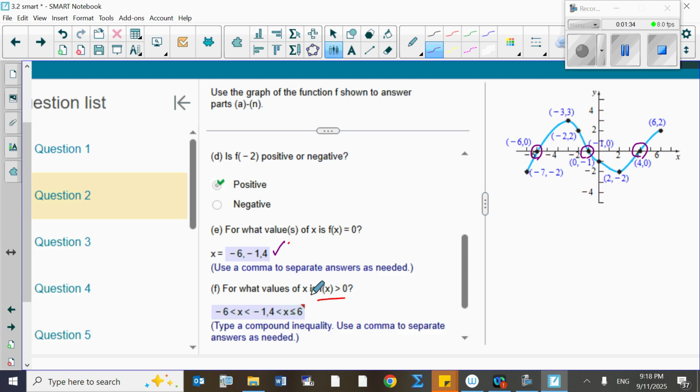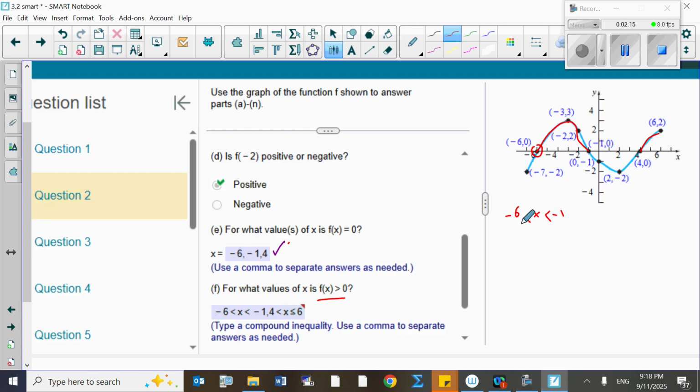For what values of x is f of x greater than 0? So f of x is greater than 0 wherever the graph is above the x-axis. So that is this part and this part. In order to find the x values for which f of x is greater than 0, I'm going to start with this point, which is the start point of this part of the graph. So it starts from -6, and this part ends at -1. So you're going to write x of start and x of end. So x is between these two values.